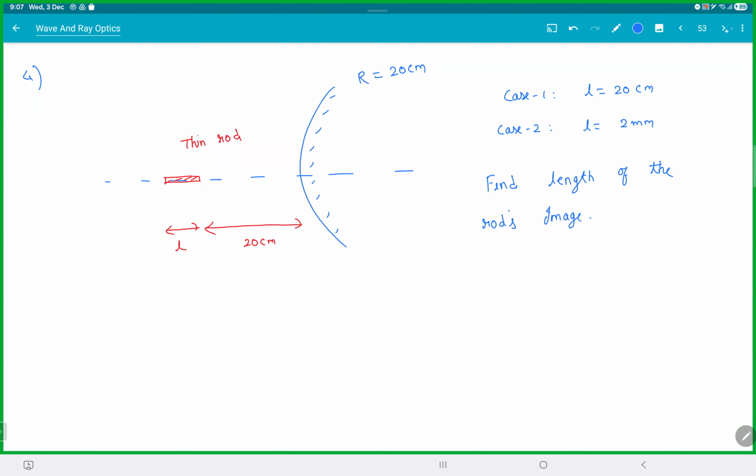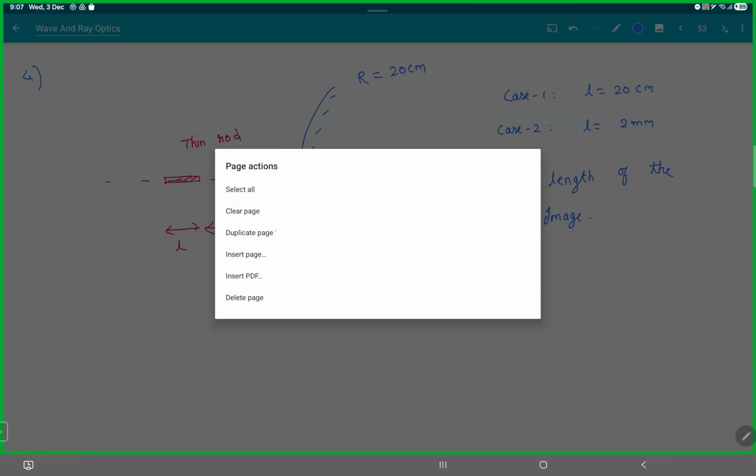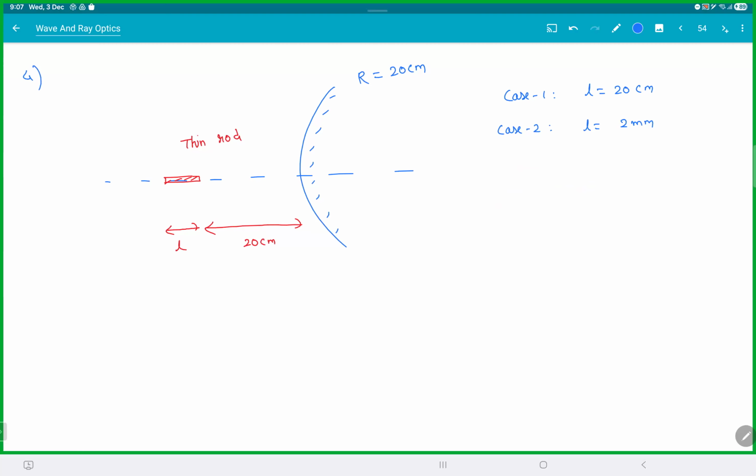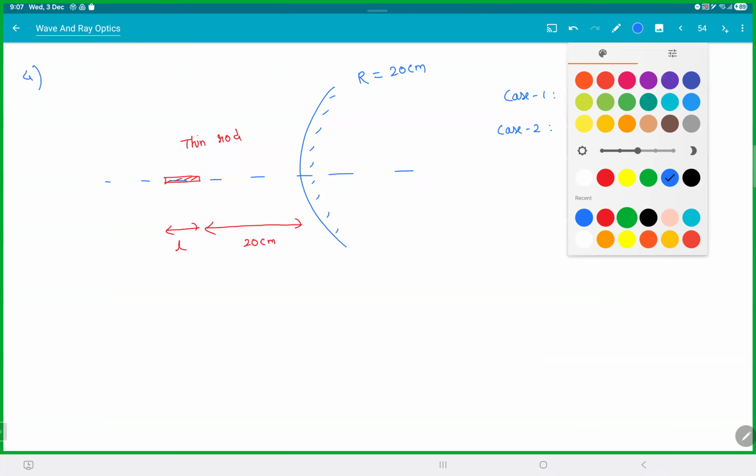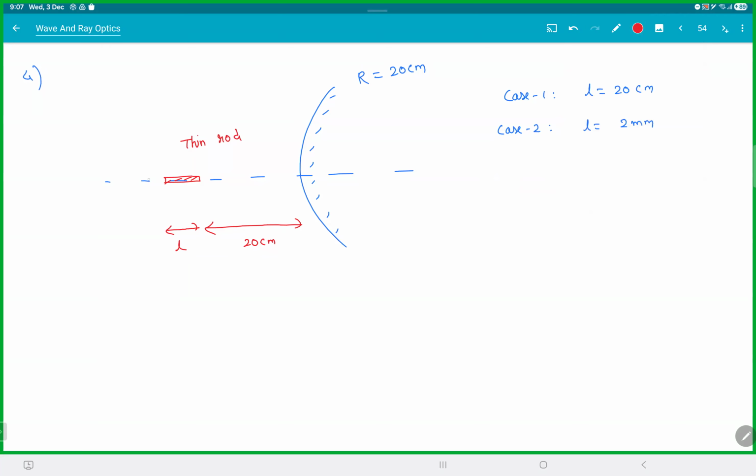Let's see. The first part, actually, the second part is easier. So in the first part, when the length is 20 centimeters, I'll just make the rod a little bigger. Let's call this point A and this point B, and this is also 20 centimeters. So just find the image of A and B separately. So the image of A will be, 1 by V plus, for the mirror, it's a plus formula there, 1 by U, where U is minus 40. Here focal length will be plus 10. You will get the image of A.